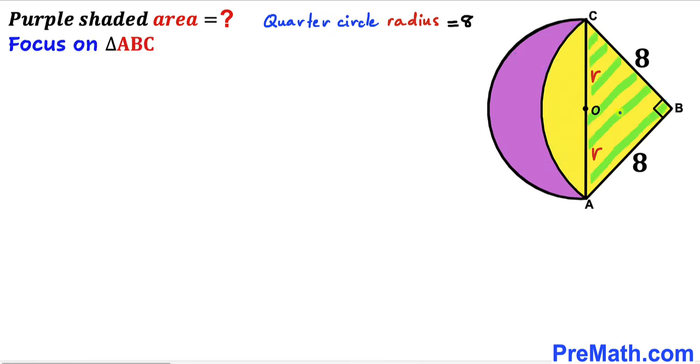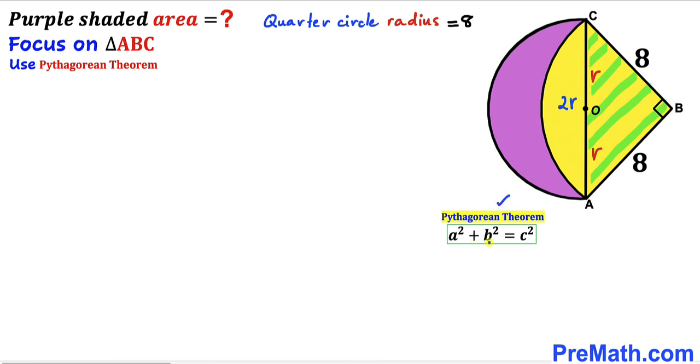Now let's focus on this right triangle ABC, and make an observation. We can see this hypotenuse AC is going to be r plus r, which gives us 2 times r. We are going to apply the Pythagorean theorem on this triangle: a square plus b square equals c square. In our case, our two legs are 8 and 8, and our hypotenuse is 2 times r. Let's fill in the blanks in this formula. So we got 8 square plus 8 square equals 2 times r whole square.